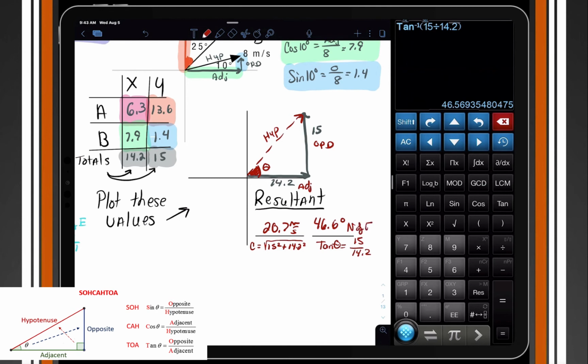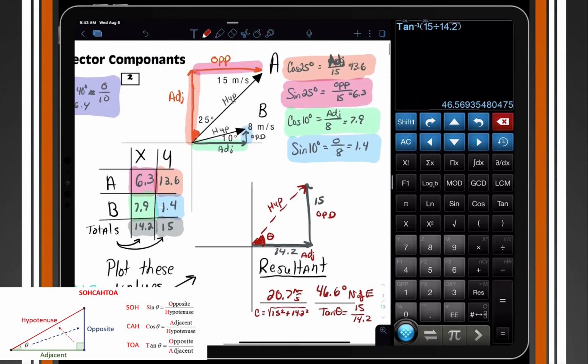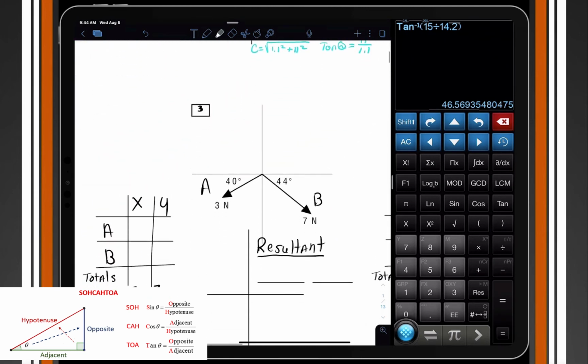north of east. So if we were to look at this vector right here, what that is saying is that when we combine those two, it's going to go up and over to the right with a magnitude of 20.7 at an angle of 46.6 degrees. So that's the outcome. If we added these up together, that's what we're going to have. Let's go to question number 3.